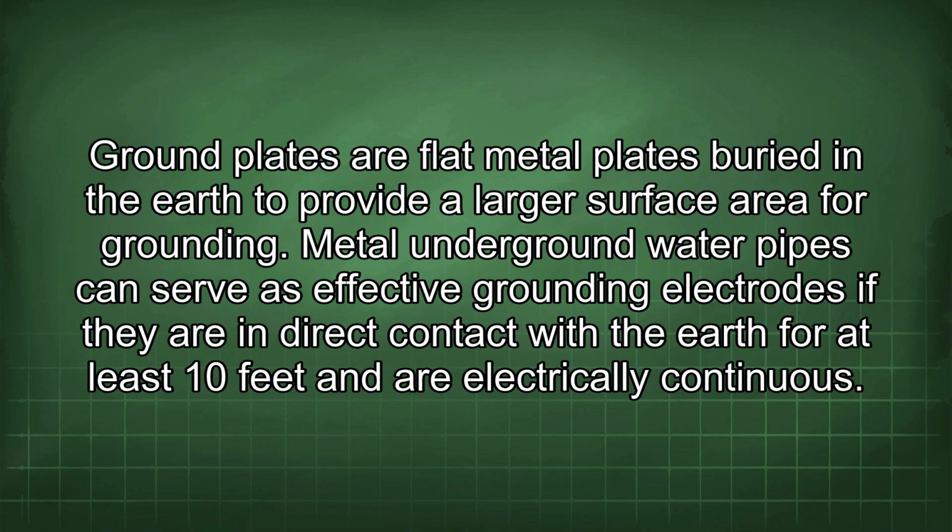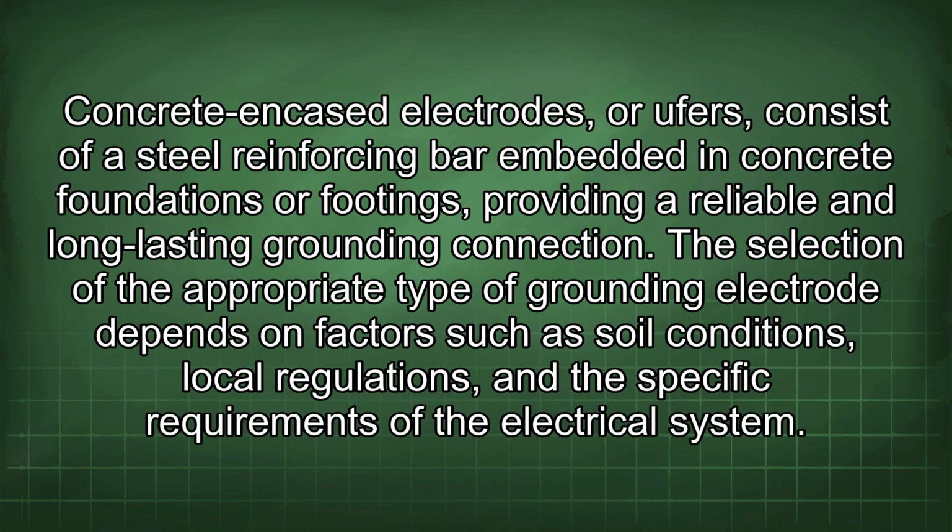Metal underground water pipes can serve as effective grounding electrodes if they are in direct contact with the earth for at least 10 feet and are electrically continuous. Concrete encased electrodes, or UFERs, consist of a steel reinforcing bar embedded in concrete foundations or footings, providing a reliable and long-lasting grounding connection. The selection of the appropriate type of grounding electrode depends on factors such as soil conditions, local regulations, and the specific requirements of the electrical system.